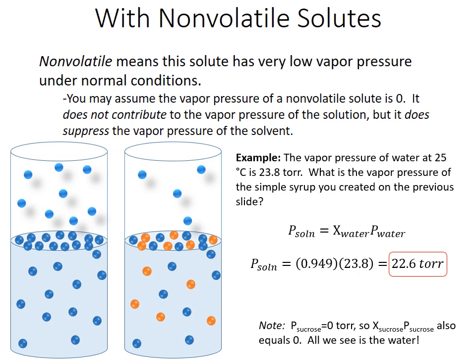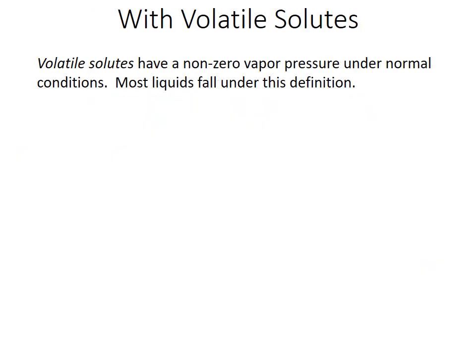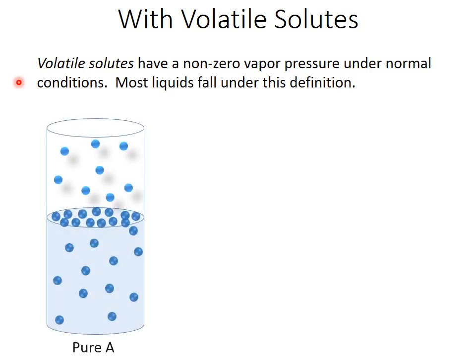But not all solutes are non-volatile. Now what about volatile solutes? Volatile solutes have a non-zero vapor pressure under normal conditions. Most liquids fall under this definition. So let's consider a thought experiment. Here is a beaker full of pure A. A has a reasonably high vapor pressure. You can see that we have a lot of molecules up in the gas phase.